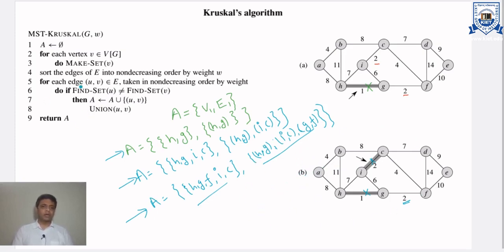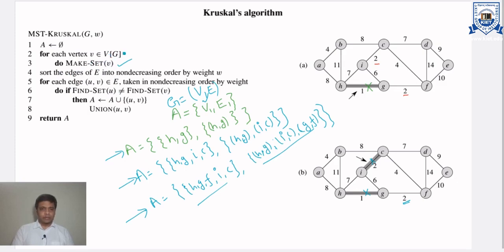Now take a look at the algorithm. Initially A is empty. A would be our solution, G is our graph, and W is for our weight set. So for each vertex V belonging to G, if our graph is given like this, V and E, then for each vertex, make set V. What does that mean? Why is make set done? I'm going to explain this in a while.